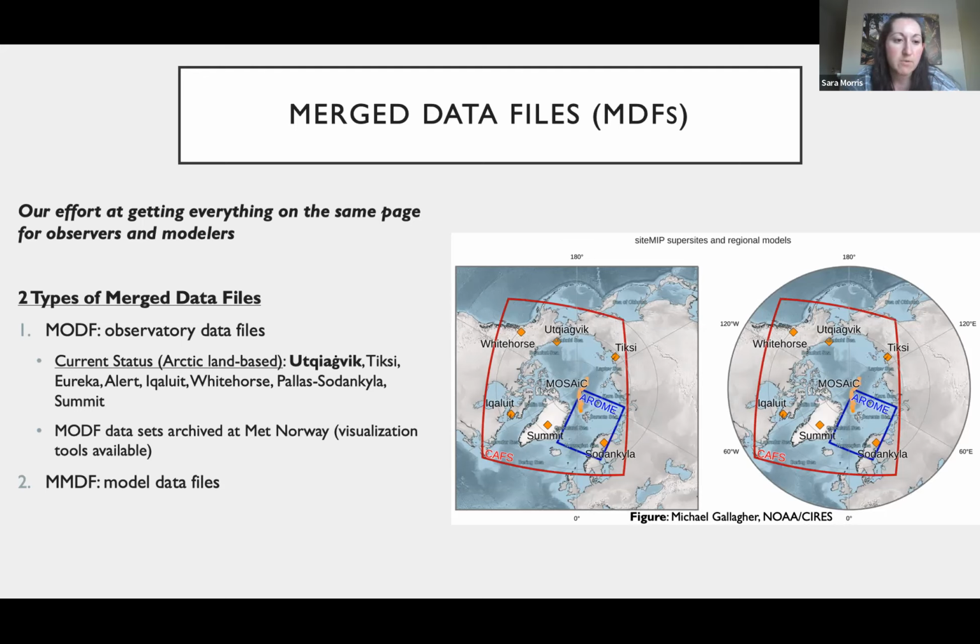The MODF and MMDF data sets will be archived at Met Norway, and visualization tools have been developed to ingest these files and produce browse products to look at the data. This image, developed by Michael Gallagher, is a nice overview figure that shows some of the Arctic land sites and how some of the model outputs overlay on that region, so you can visually understand what we're trying to do. This is by no means every site or every model, just a snapshot of the concept of what we're trying to accomplish here. Next slide.